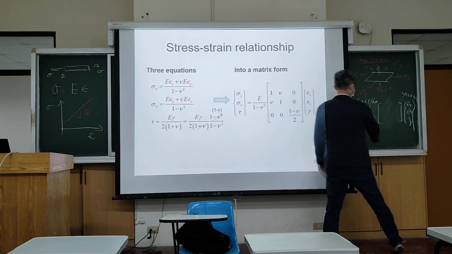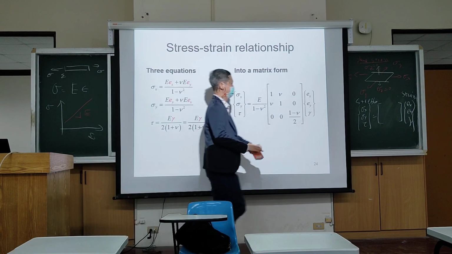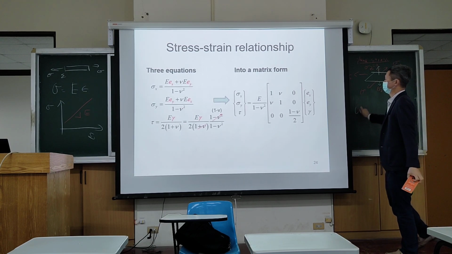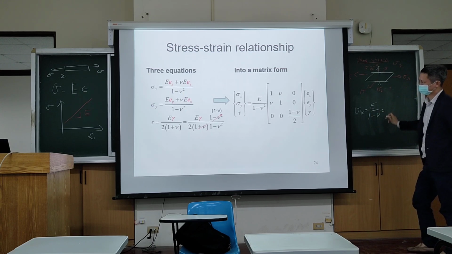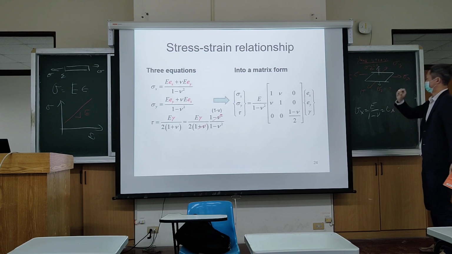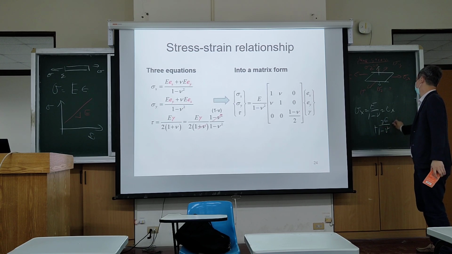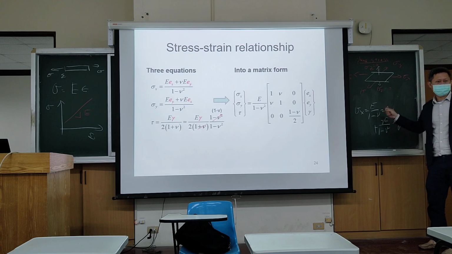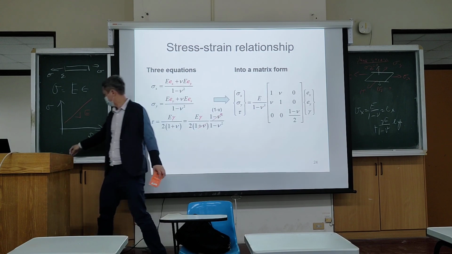The x direction strain. What is the stress in the x direction? The stress in the x direction is E over 1 minus Poisson ratio squared times the strain in x, plus Poisson ratio times E divided by 1 minus v squared times the strain in y.